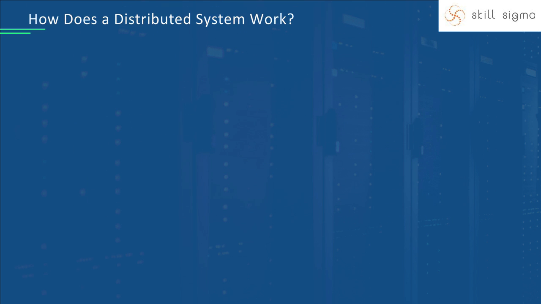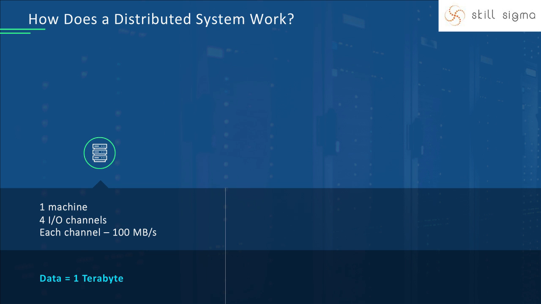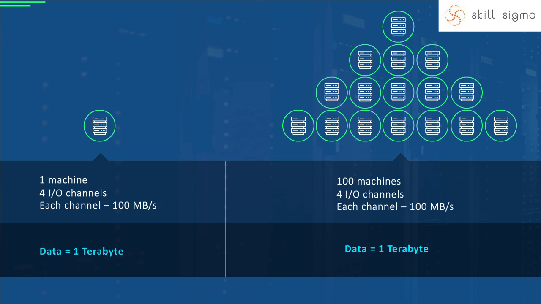Now let's understand how a distributed system works. On the left, we have a machine with 4 I/O channels, each of 100 megabytes per second, and on the right, we have 100 machines with the same configuration. Now, let's see the challenges in this setup.